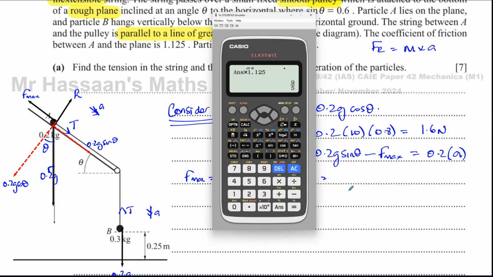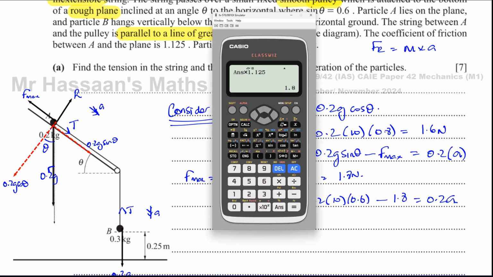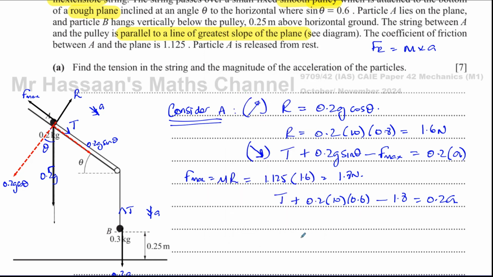1.125. Okay, that gives us 9 over 5, which is 1.8. So that's 1.8 newtons. All right, so we can say, therefore, that T plus 0.2 times 10 times 0.6 minus 1.8 is equal to 0.2a. So let's work out what this is. We have 0.2 times 10 times 0.6 minus 1.8. That gives us negative 0.6. We can say T minus 0.6 is equal to 0.2a.